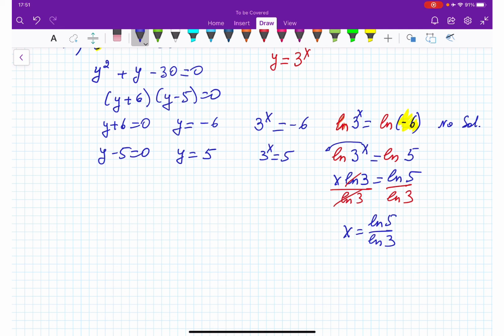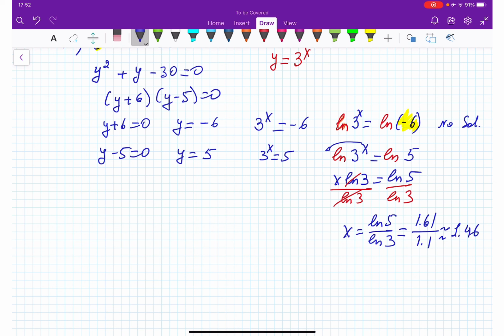Okay, so you can plug the numbers into a calculator and get the result. Let me see. Natural log of 5 is 1.61 and natural log of 3 is going to be 1.1. So approximately it's going to be 1.61 divided by 1.1, and we are getting 1.46.